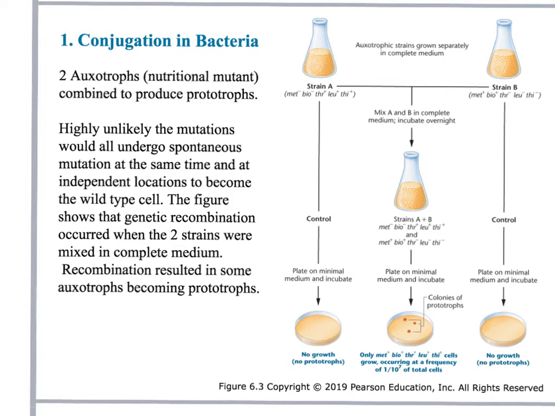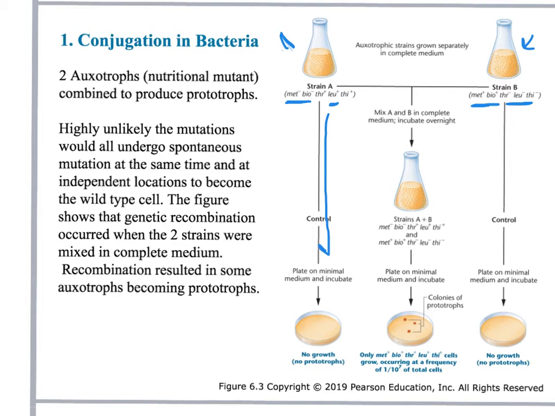So we have strain A over here, growing in its own medium, and strain B over here growing in its medium. The negative up here means methionine and biotin are not present, but they are present over here. And threonine, leucine, and thymine are not present there, but are present over here. It's a nutrient broth, a liquid medium, so they're growing in this liquid medium, and then you take them out.